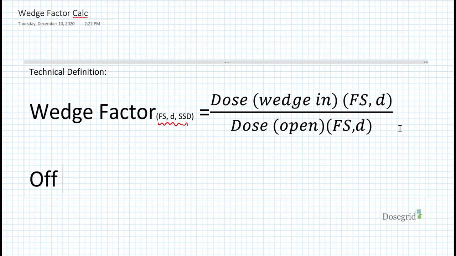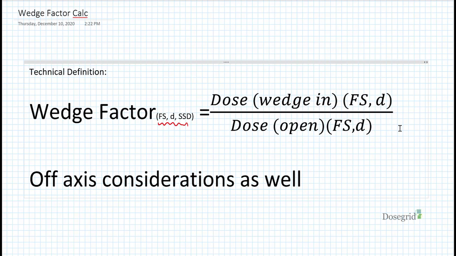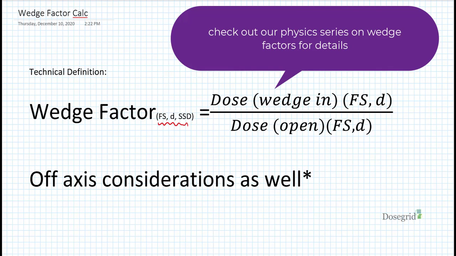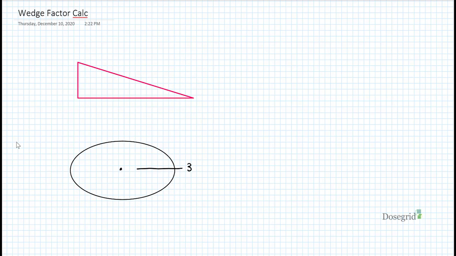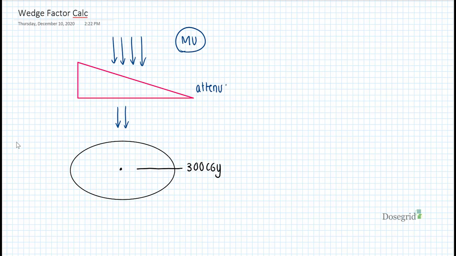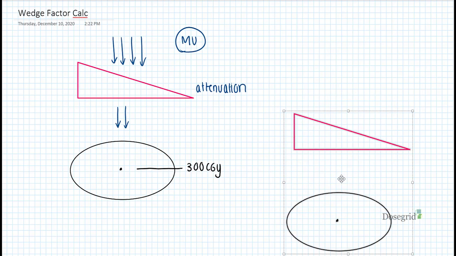There are also off-axis considerations in clinical practice, and so in reality, they're quite complicated. However, today, we'll just focus on simplified wedge factor calcs. Always use your intuition. Intuitively, you know that if a wedge is in the way of a beam, you need more juice to get dose through it. When delivering the prescribed isocenter dose, say 300 centigray, you need to increase the MU when using a wedge.